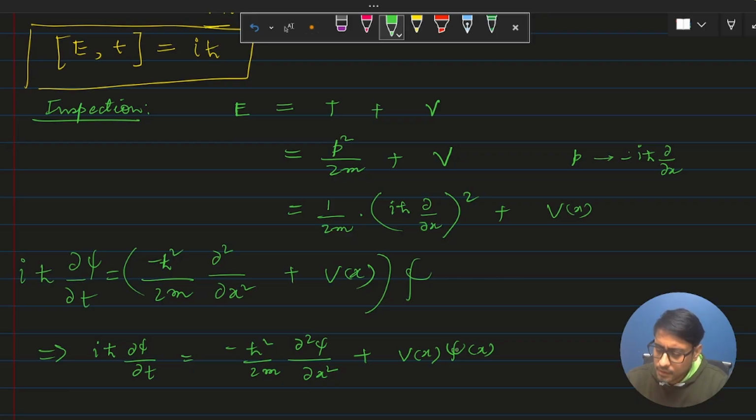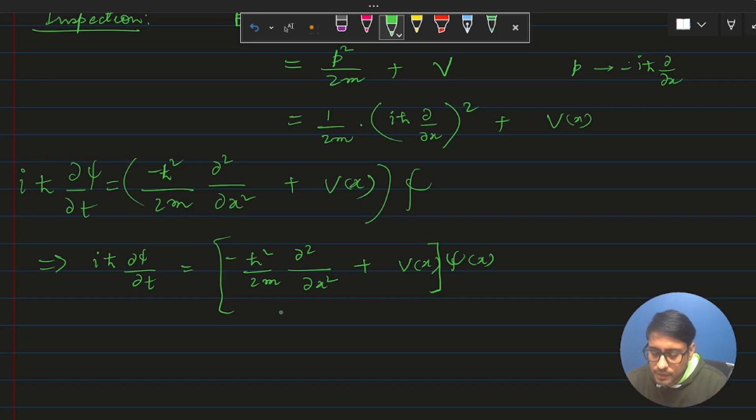so this is the Schrödinger equation. Now, I think it will be better if we write it like this. We take it common, for some reason, because we are going to take the complex conjugate of the left hand side and the right hand side, and let's see what we have.